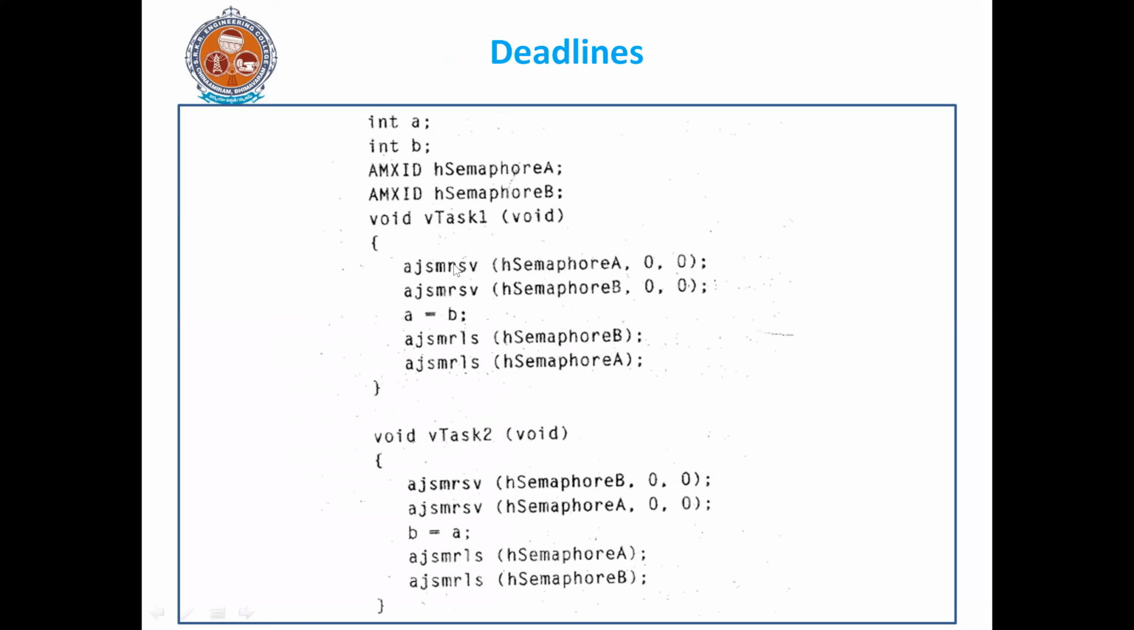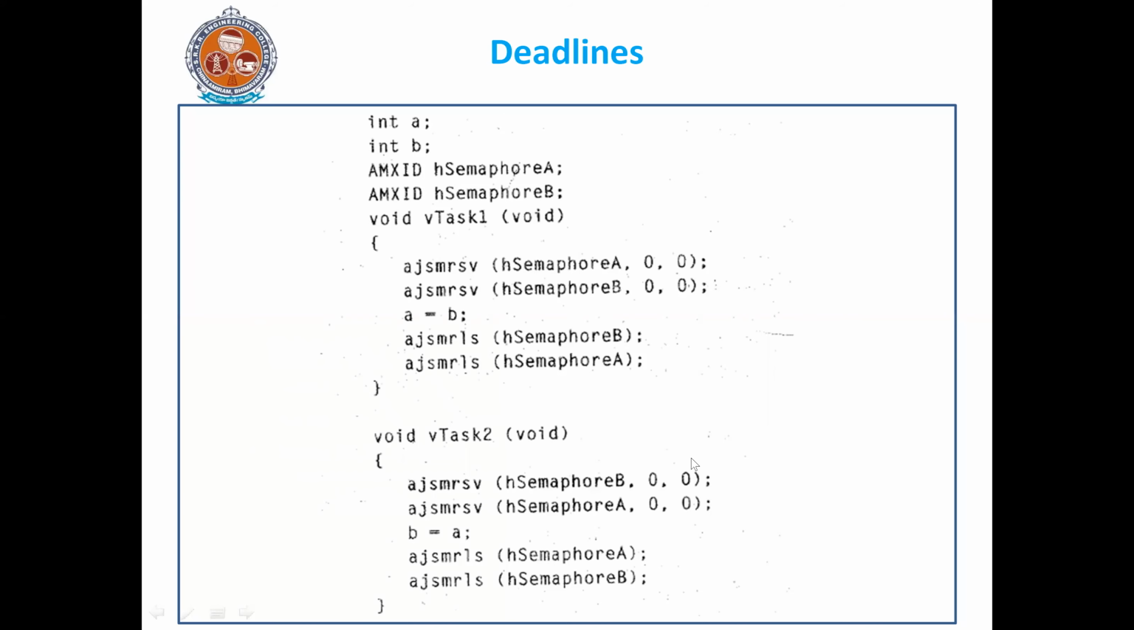For example, if you take two tasks here, these are the functions. This is the function for taking the semaphore, and this is the function for releasing the semaphore. Here we have two semaphores. Task 1 first takes semaphore A, and then it wants semaphore B.